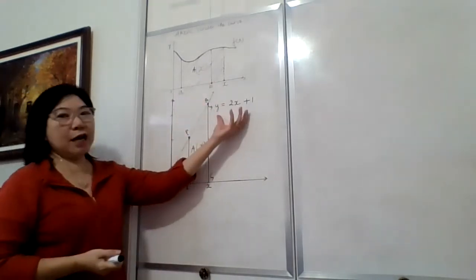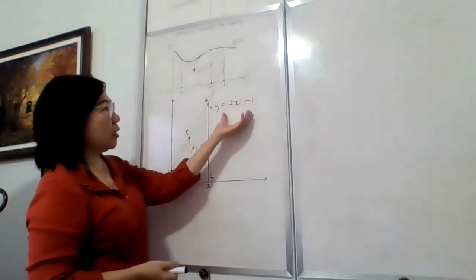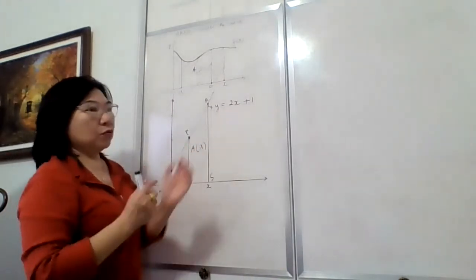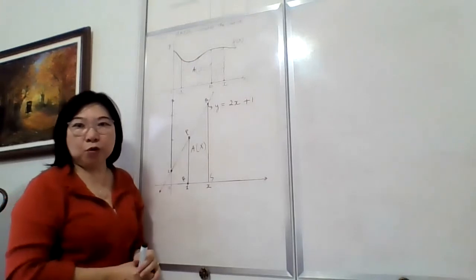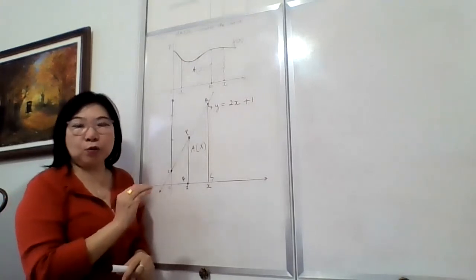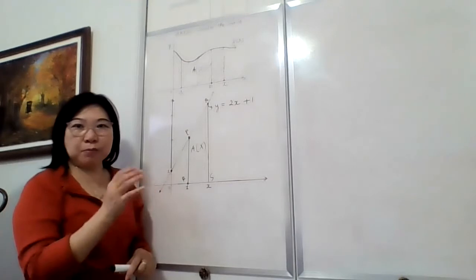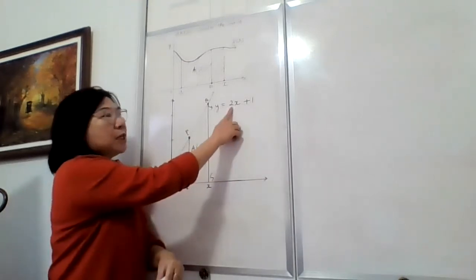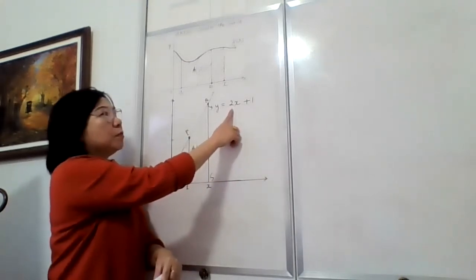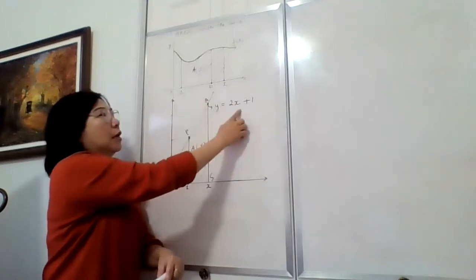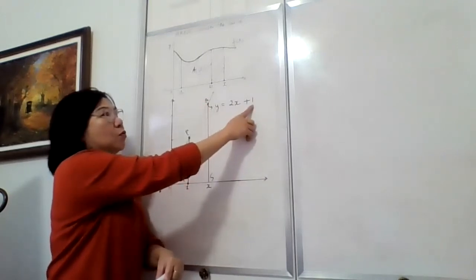And this straight line has an equation y equals 2x plus 1, which follows the general formula of the linear function, y equals mx plus b, where m here is 2, which is the slope of the linear, right? And b here is the y-intercept.